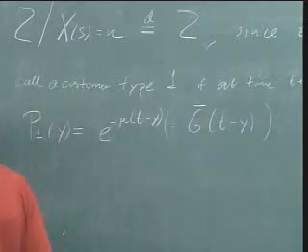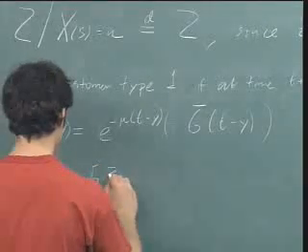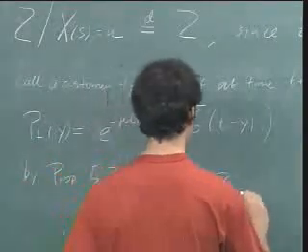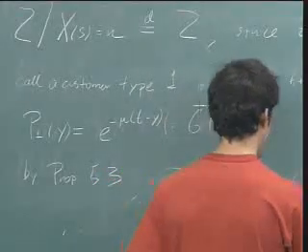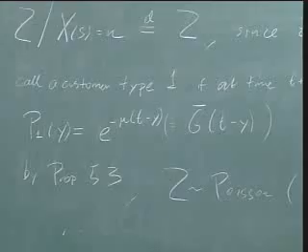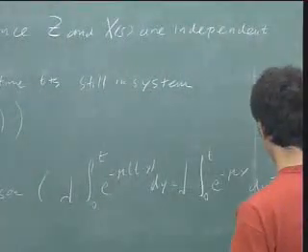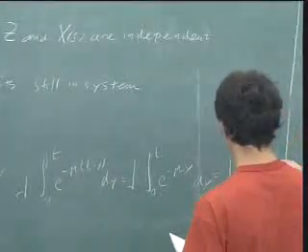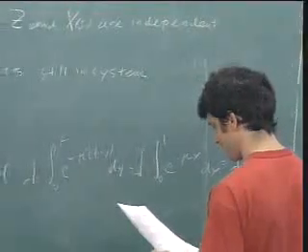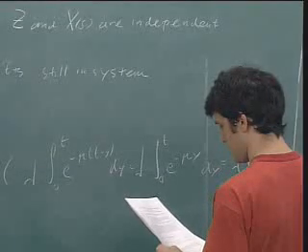So then by proposition three, Z will be a Poisson with mean lambda times the integral from 0 to t of e to the minus mu (t minus y) dy, which is equal to lambda times the integral from 0 to t of e to the minus mu y dy, which is equal to lambda times (1 minus e to the minus mu t), divided by mu.